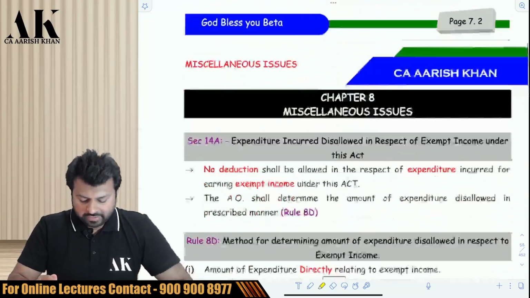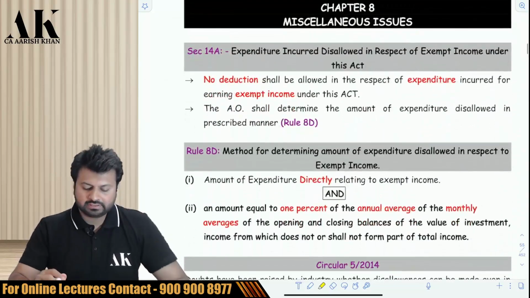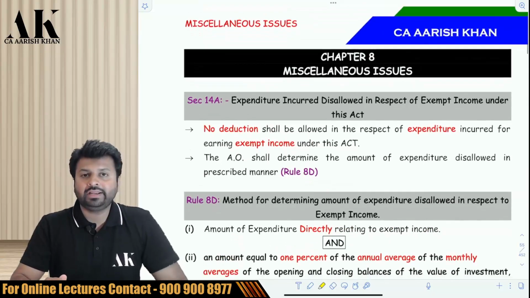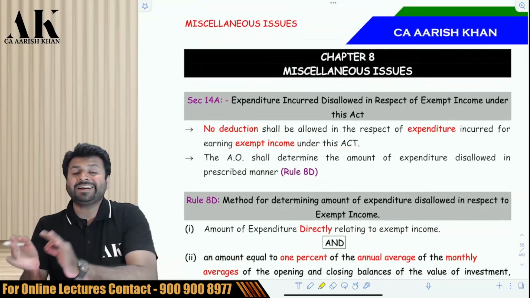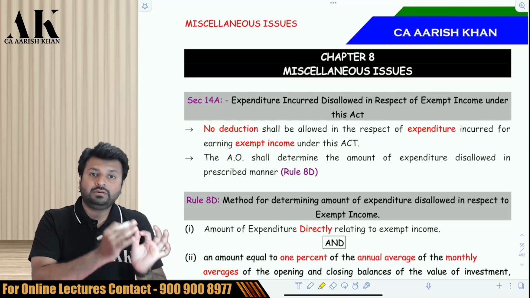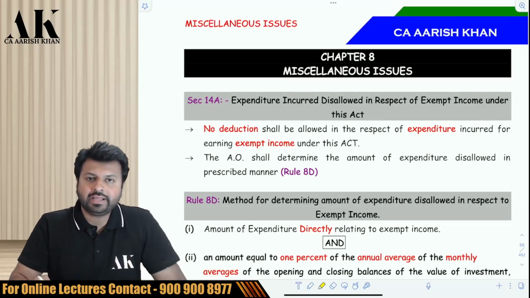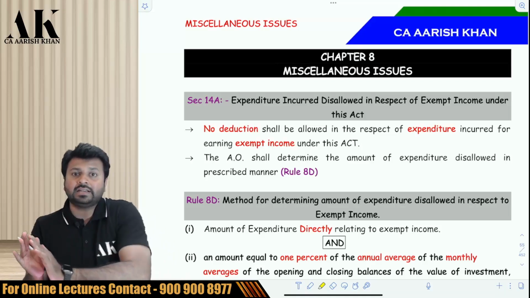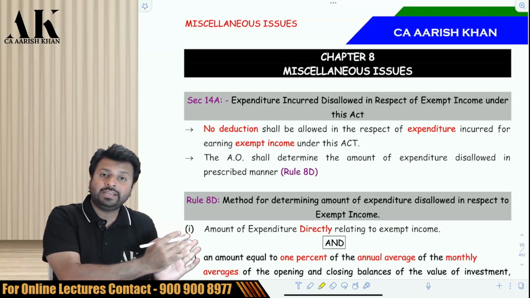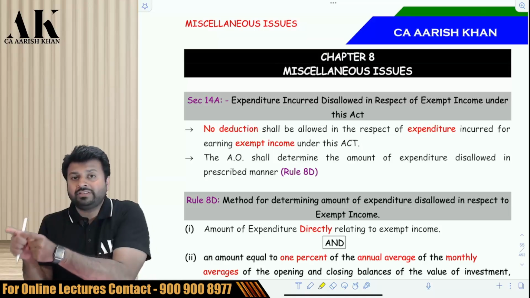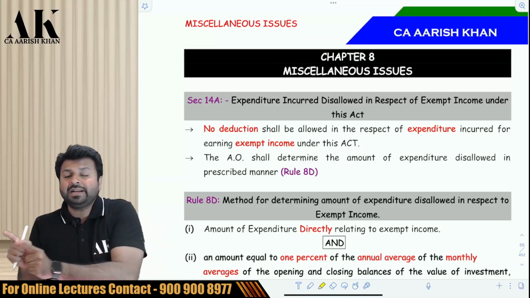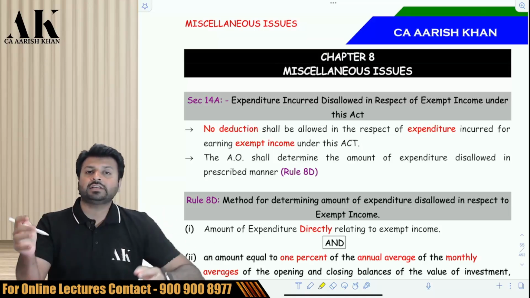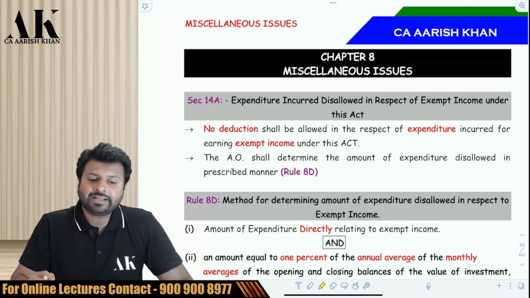Now let us go ahead with the next part, and that is miscellaneous issues. The first thing in the miscellaneous issues is section 14A, which says that if you incur an expenditure for an income which is exempt under section 10 of this Act, then that expenditure will not be allowed as a deduction. So there is a nexus between the expenditure and the income. If the expenditure is incurred for an income which is exempt under section 10, then that expenditure will not be allowed.